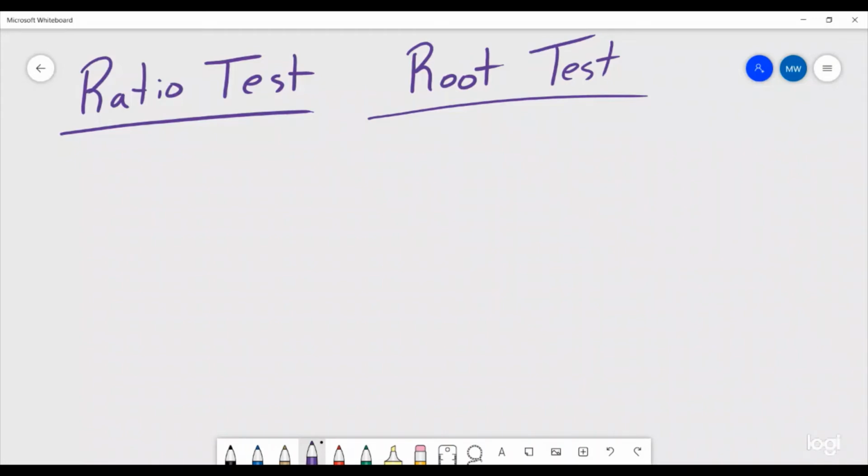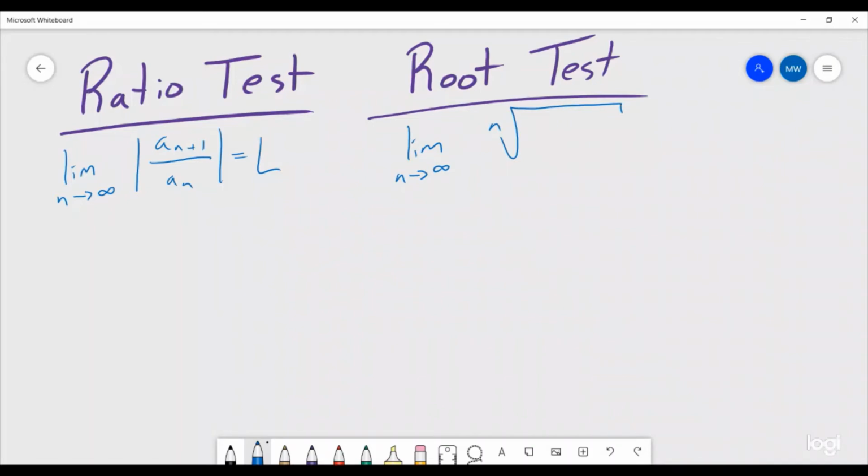Let's go over both of those real quick. So for the ratio test, we will let the limit as n goes to infinity of the absolute value of a sub n plus 1 over a sub n equal L. Whereas for the root test, we're going to let the limit as n goes to infinity of the nth root of the absolute value of a sub n be equal to L.